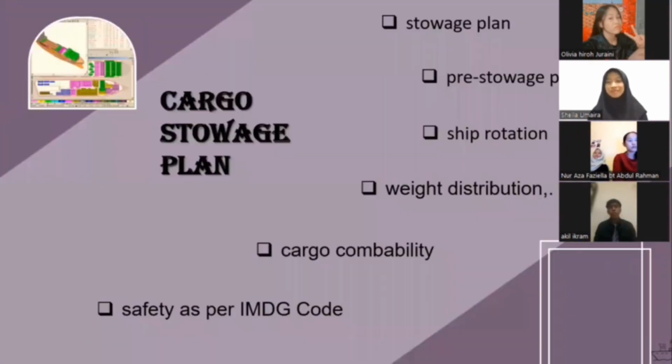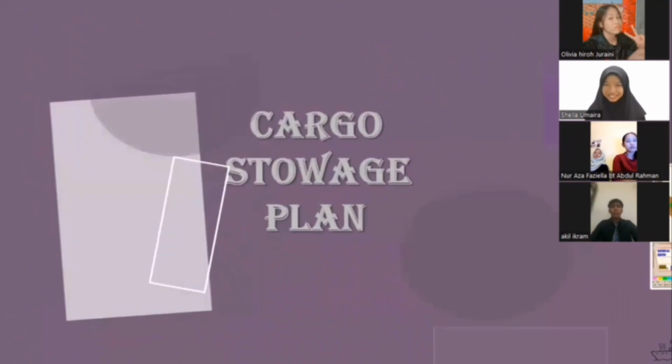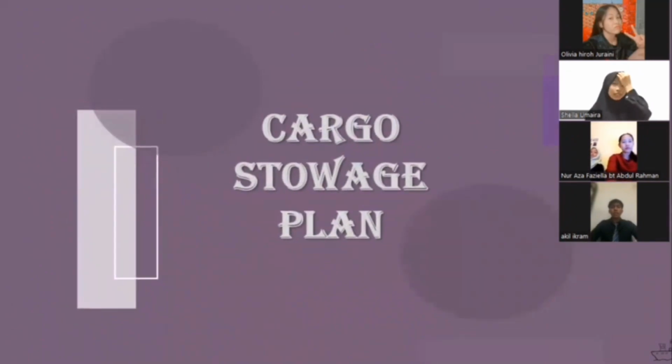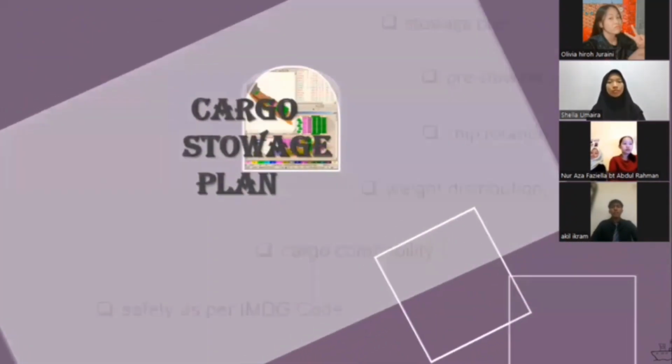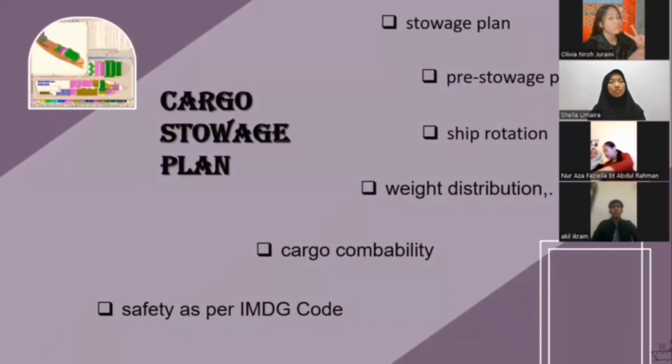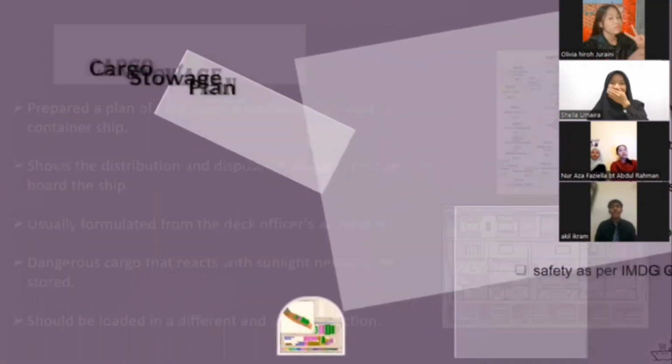Hello everyone. So I will be presenting about the cargo storage plan. Okay, the cargo storage plan has 6 elements in it, which are: storage plan, pre-storage plan, ship's rotation, weight distribution, cargo compatibility, and safety as per the IMDG code.